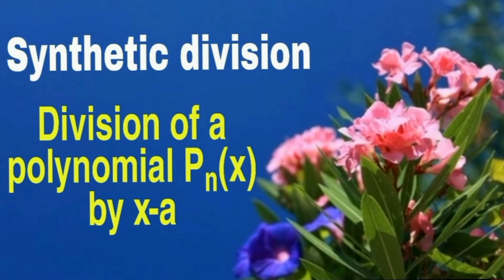In synthetic division, we divide a polynomial p(x), where the degree of this polynomial must be greater than or equal to 1. We divide this polynomial by a linear polynomial, meaning a binomial, that is x minus a. This particular method is known as synthetic division, when we divide a polynomial by a linear polynomial, a linear function.